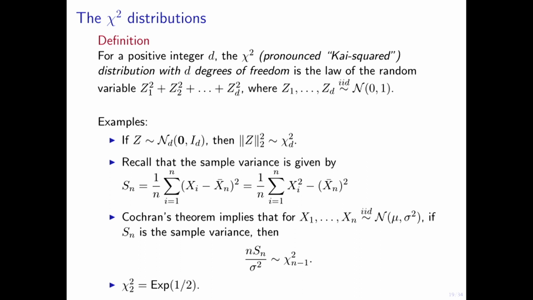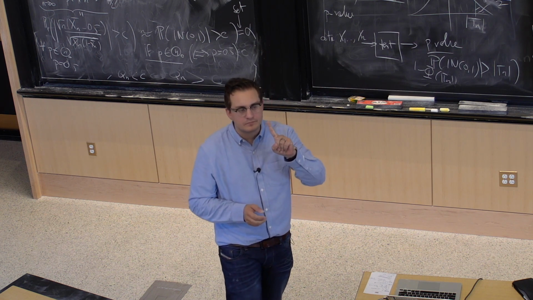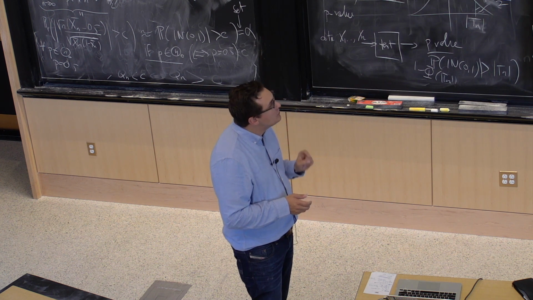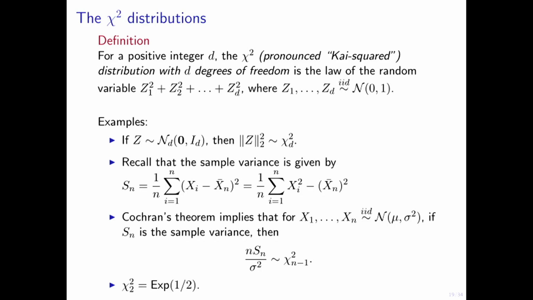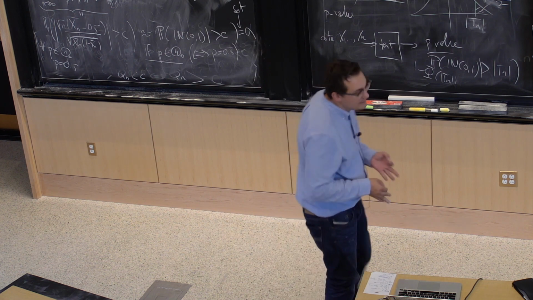So for a positive integer d, there's only one parameter. For the Gaussian, you have two parameters, which are mu and sigma squared. Those are real numbers, and sigma squared is positive. Here I have one integer parameter. Then the distribution is the chi-square distribution with d degrees of freedom. The parameter is called the degrees of freedom, just like mu is called the expected value and sigma squared is called the variance. You don't have to really understand why.